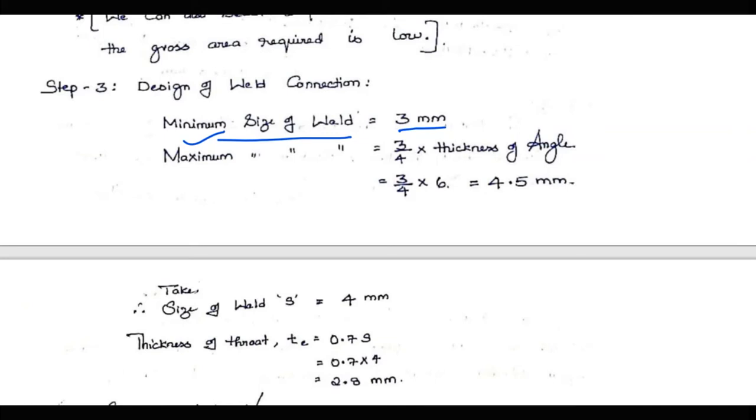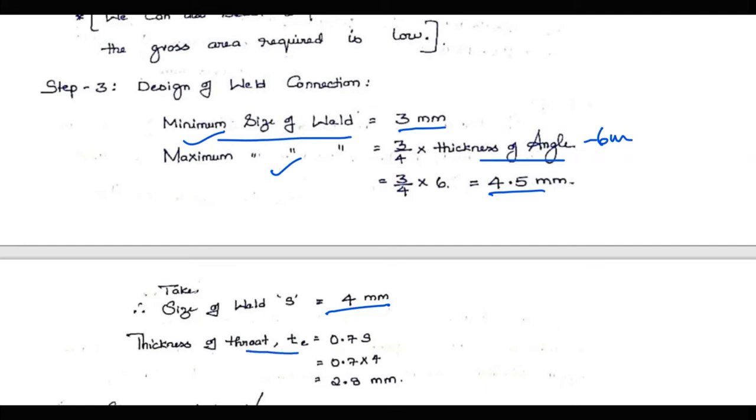And the maximum size of the weld is 3/4 of the thickness of the angle section. Thickness of the angle section taken is 6 mm, right? So maximum is 4.5 mm and minimum is 3. Therefore you have to select the size of the weld between 3 mm and 4.5 mm. You cannot exceed 4.5. Therefore size of the weld taken is 4 mm. But in some cases, when he is asking you to design the tension member, he will give you the size of the weld also. So in that particular case, you need not calculate the size of the weld separately.